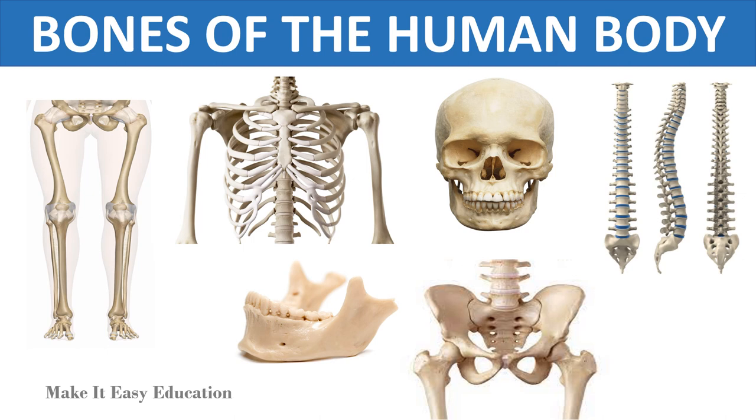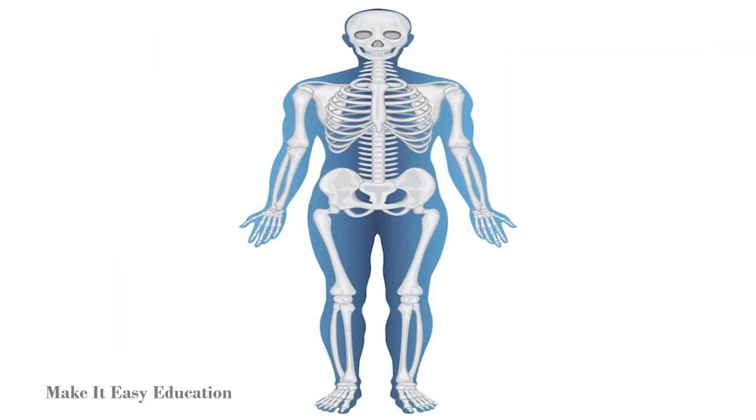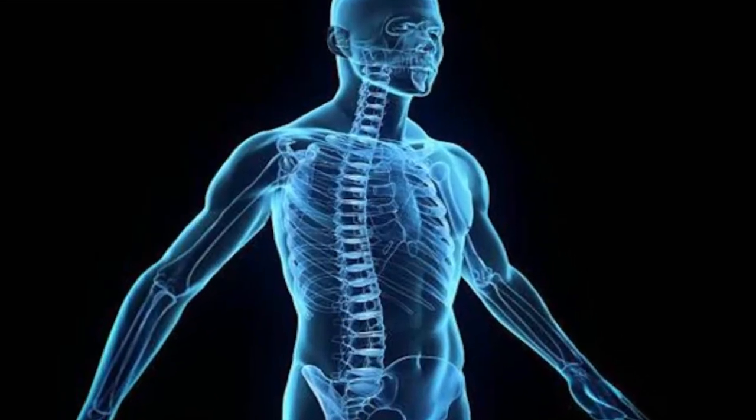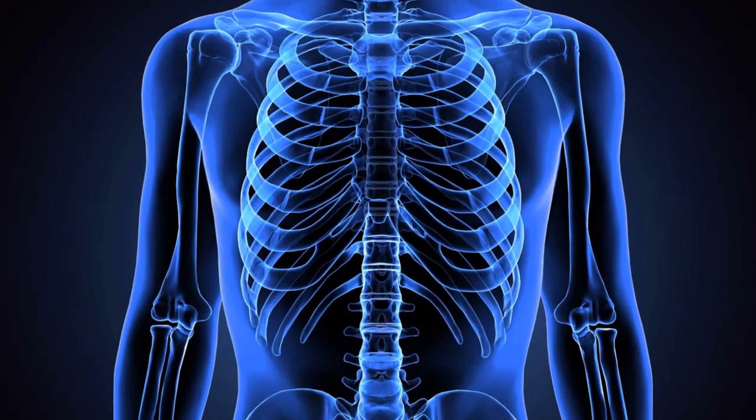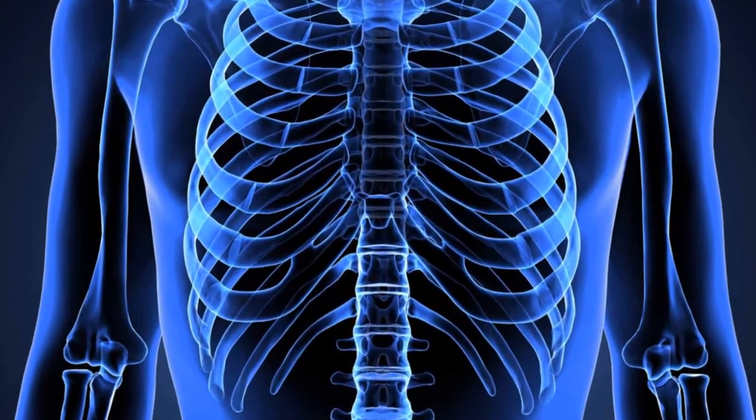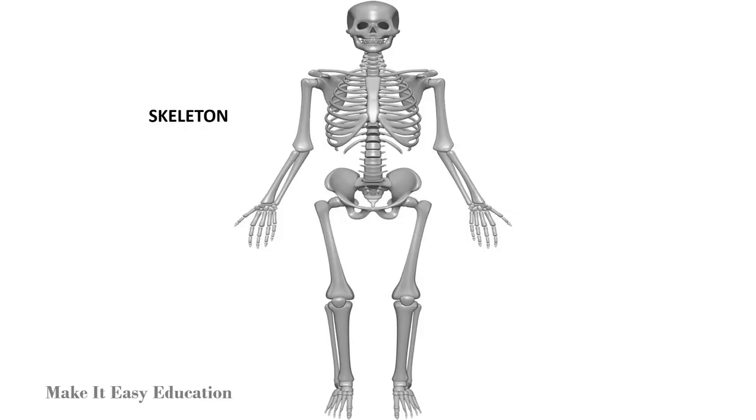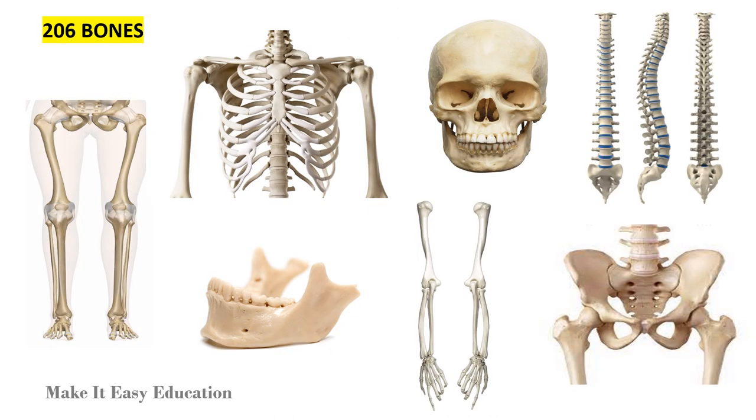Bones of the human body. The skeletal system consists of all the bones present in the body. These bones form a framework that supports the body and gives it a definite shape. This framework of bones is called a skeleton. There are 206 bones in an adult human being.